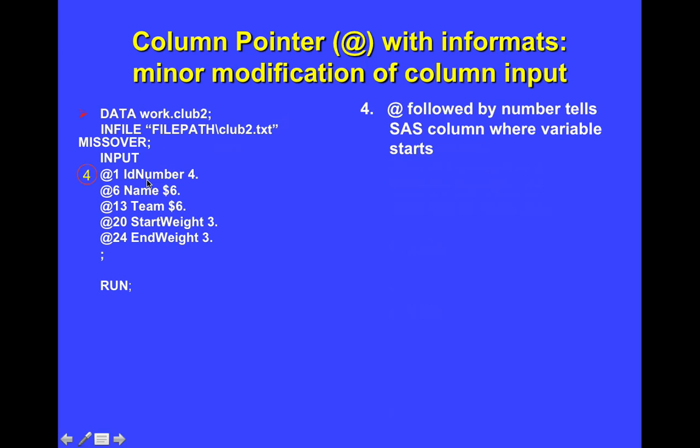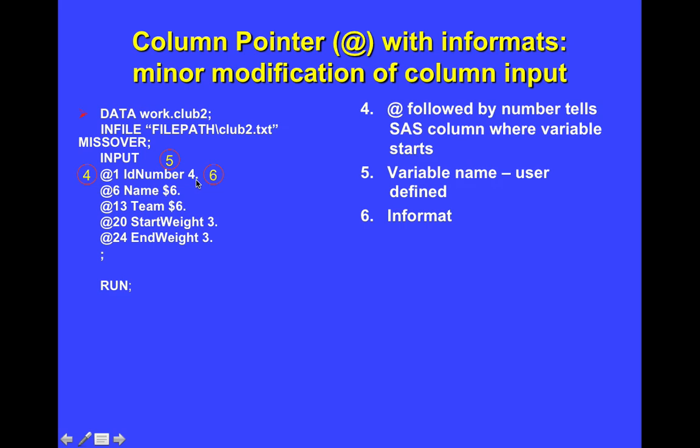Now, in addition, you can see in the input statement that we have these @ symbols followed by a number. The @ symbols are column pointers, and they simply tell SAS what column of the row the variable you're specifying starts in. So we're telling SAS here that the variable ID number starts at column 1, and then with the informat at the end, in this example, 4. is the informat for the ID number variable.